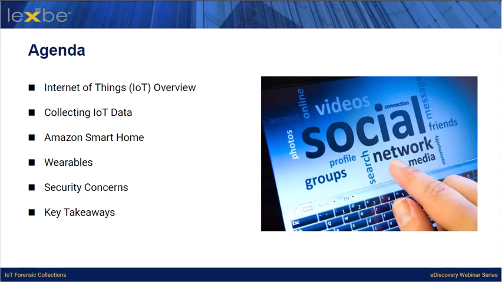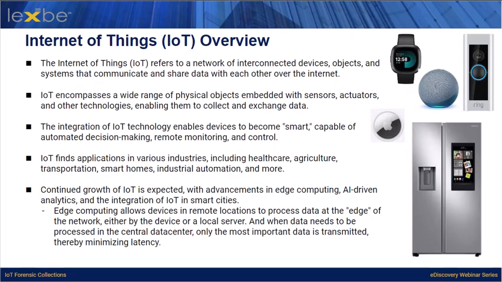So what is the Internet of Things? The Internet of Things, or IoT for short, refers to a network of interconnected devices, objects, and systems that communicate and share data with each other over the Internet. Now, this can be a million different things. So we're going to go over all the different types of Internet of Things objects and devices, and what can be considered the Internet of Things.